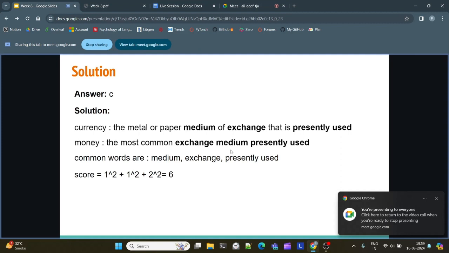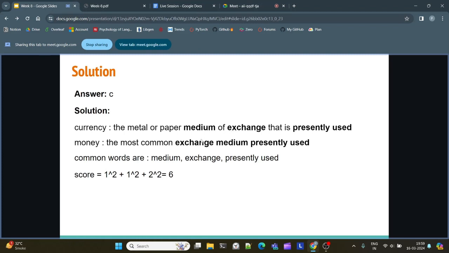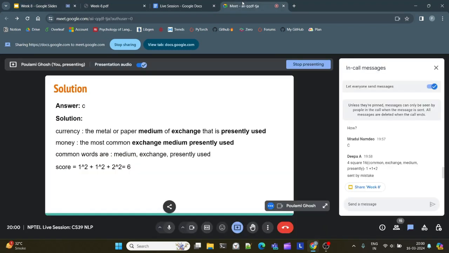Yes, they have to be consecutive words, and the order has to be the same. So here it's medium of exchange, right? Even if "of" was not there, and it had only taken medium exchange, that wouldn't have constituted a common bigram. It has to be exchange medium only. It should follow the same order.